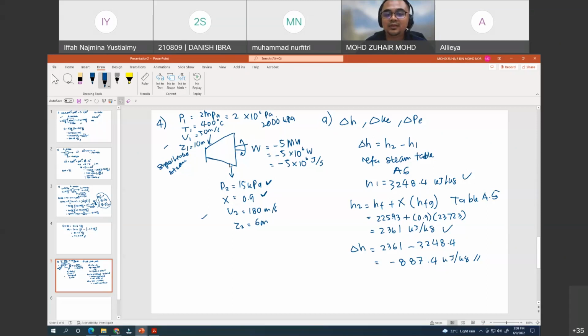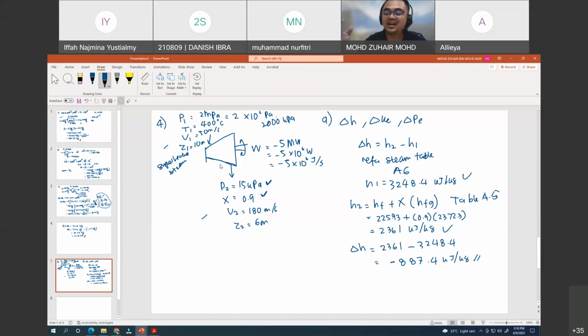Why negative? Boleh tak negatif? Persoalannya, is it possible for us to get delta H as a negative value? Yes, of course can. It depends on the process. If the inlet is superior in terms of the enthalpy compared to the outlet, in this case, this is a turbine. Faham? Awak boleh bayangkan turbine tu macam mana? Do you know what a turbine is?